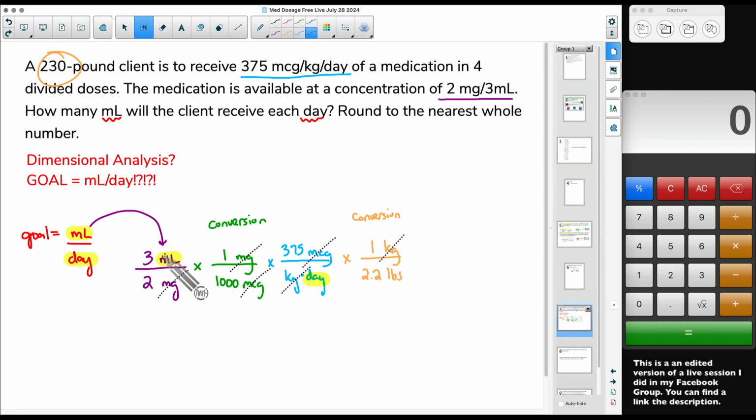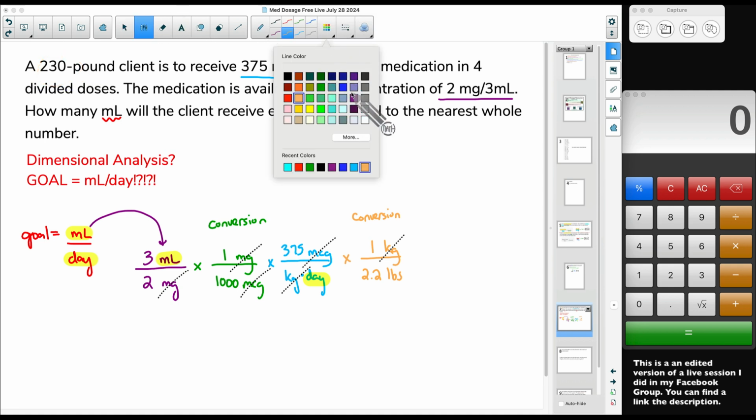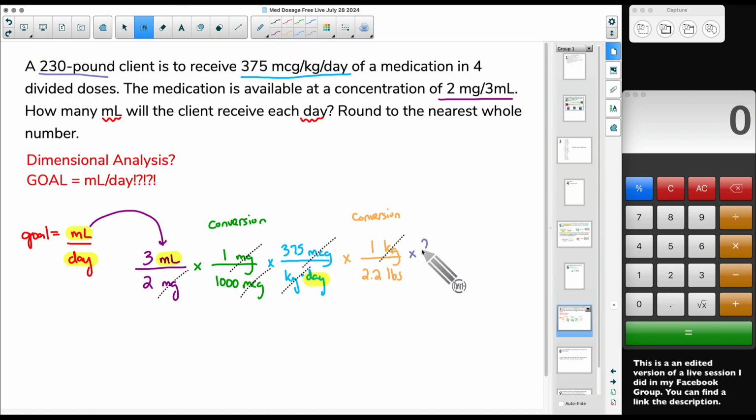Now, dag gone it. Now we got milliliters at the top, we got day at the bottom, but we got pounds at the bottom. We have to get rid of pounds, bring in that 230 pound client. 230 pounds, I'm going to put that at the top, and I'm going to put that over 1. This is not one dose or one prescription. This 1 represents that one client that weighs 230 pounds. Pounds cancel out.